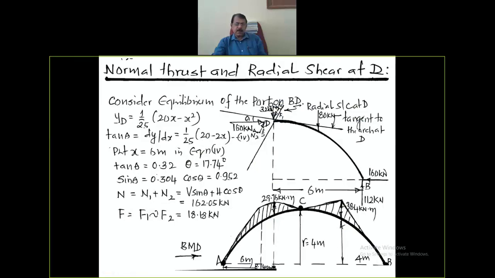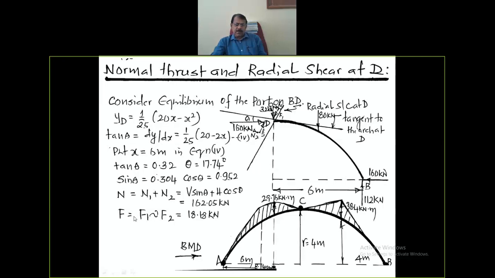However, while calculating the normal thrust, we have to add the magnitudes of N1 and N2 because the directions of N1 and N2 are the same. Further, calculate the radial shear at that point. The radial shear is given by F. F is equal to F1 minus F2. Simplify that, and the value of that radial shear or shear force at that point works out to be 18.18 kilonewton. Here we have to subtract the magnitudes of F1 and F2 because F1 and F2 are acting in opposite directions at that point.